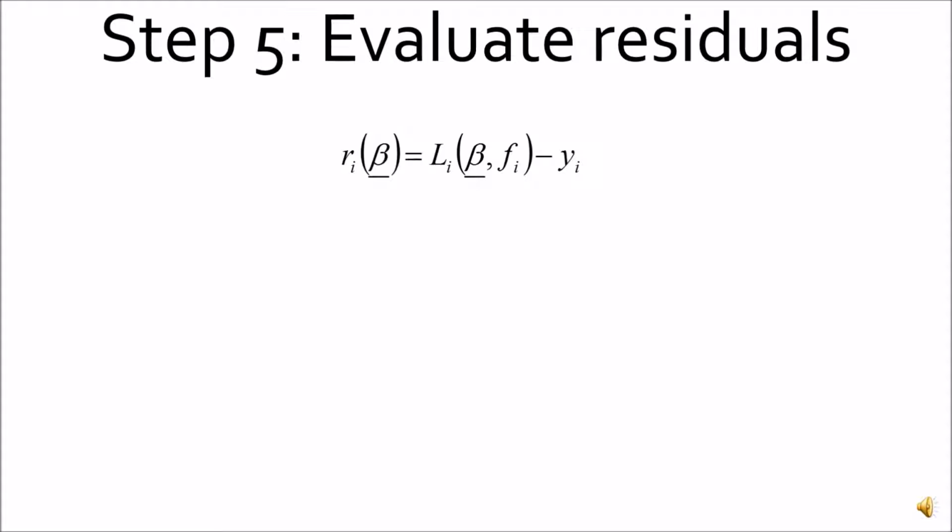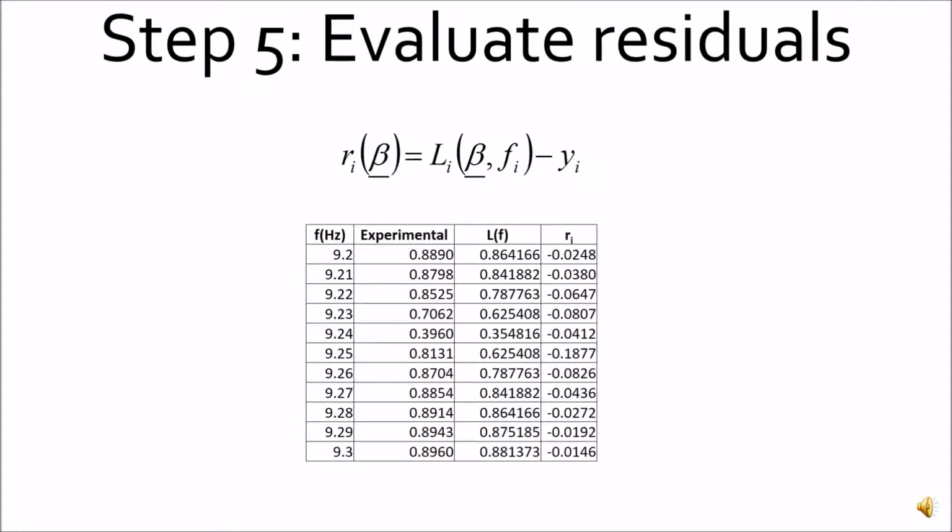Basically, it's a sort of error on each point, and it allows us to know how good our match, our function, is to the experimental data. So it's characterized by this function Ri. There's a value for it at each experimental point, and here we calculate it, and it's listed in the table here in the right-hand column.